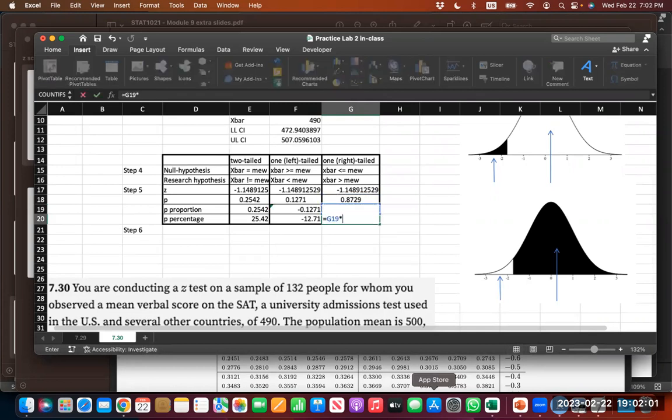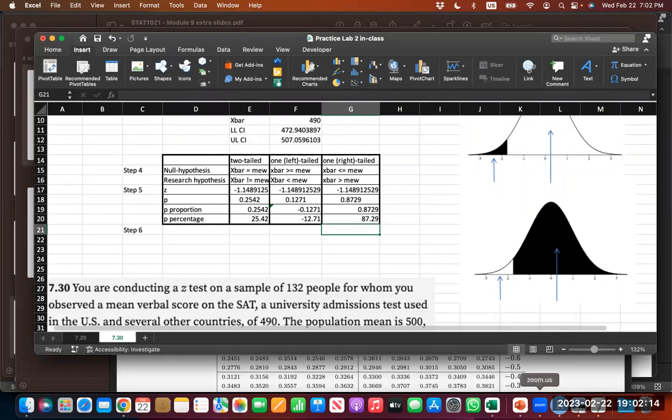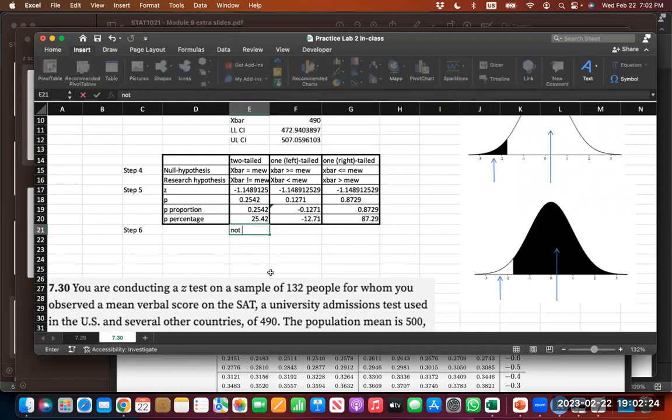P percentage is now P multiplied by 100. So 87% speaks against rejecting the null hypothesis and assumes that the sample mean is drawn from the same population distribution, and that there is an 87% that the null hypothesis is not wrong. So here we're not rejecting.